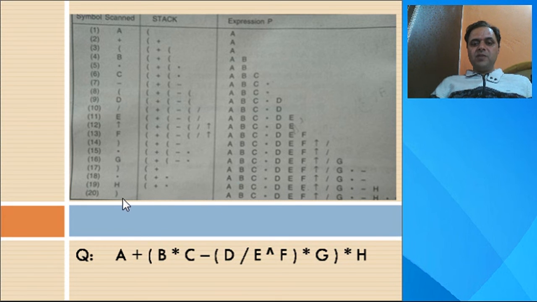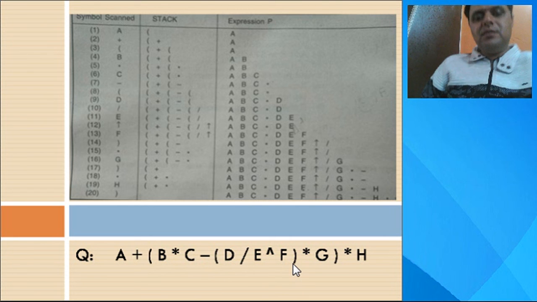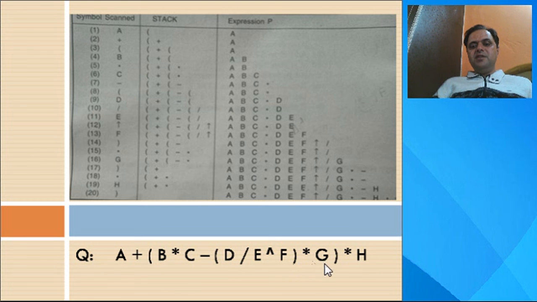Then bracket close. So we will pop multiplication from the stack and add multiplication to P. Then we will pop plus from the stack and add plus to P. Then the left parenthesis will be removed, so our stack is empty. So finally what we got: a b c multiplication, d e f power divided by g, this is what we got.